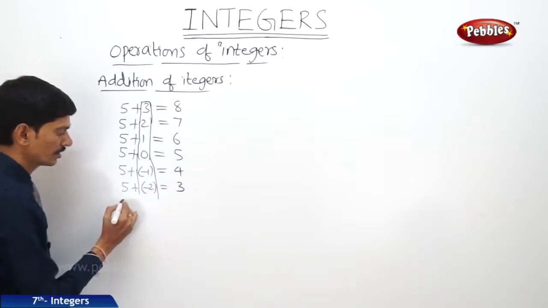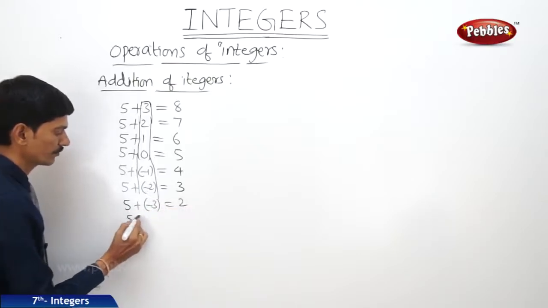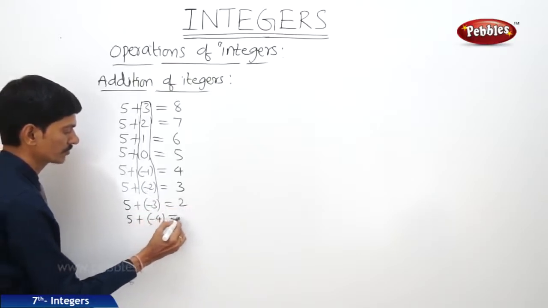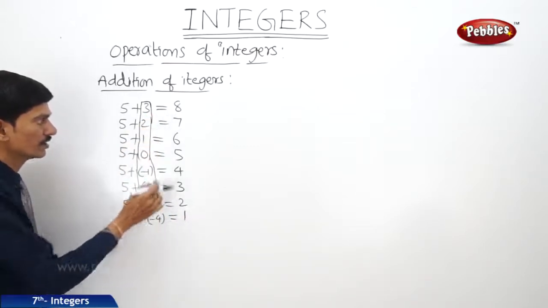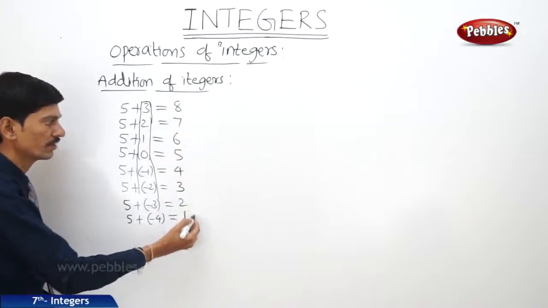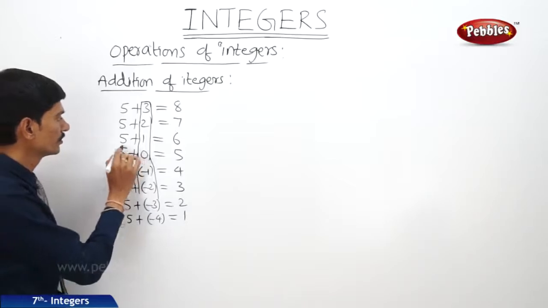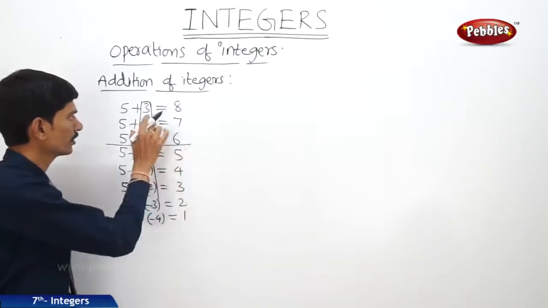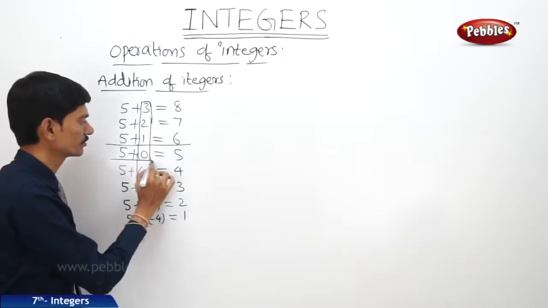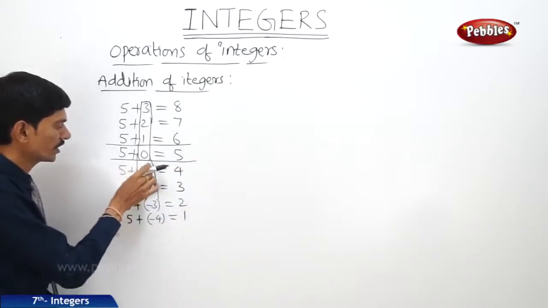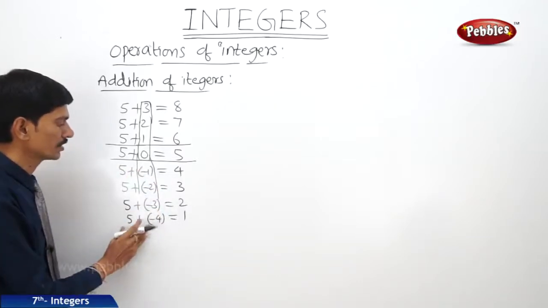Then we get 3, and 5 plus minus 3 equals 2, and 5 plus minus 4 equals 1. Now when the number being added is decreased by 1, the value of the sum also decreases by 1. Now let us see the same addition of integers. Up to 5 plus 1 equals 6, two positive integers are added, and 5 plus 0, a positive integer is added to 0, and from minus 1, minus 2, minus 3, minus 4, a positive integer is added to a negative integer.